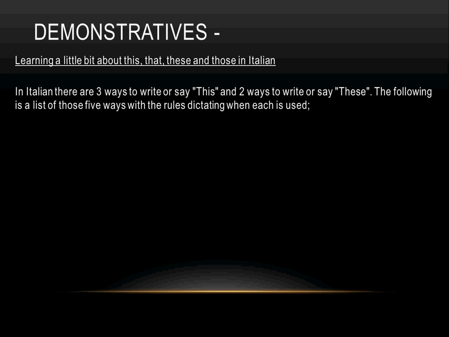In Italian, there are 3 ways to write or say this, and 2 ways to write or say these. The following is a list of the 5 ways, with the rules dictating which is used. Now, before I get into this, there's a simple way to remember the appropriate word for this and these in Italian. I think you'll find this helpful. Simply remember the general endings for the masculine and feminine, singular and plural nouns. By general, I mean those ending with O and A.